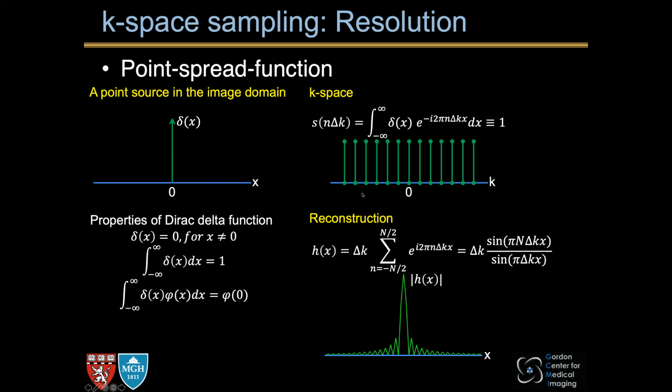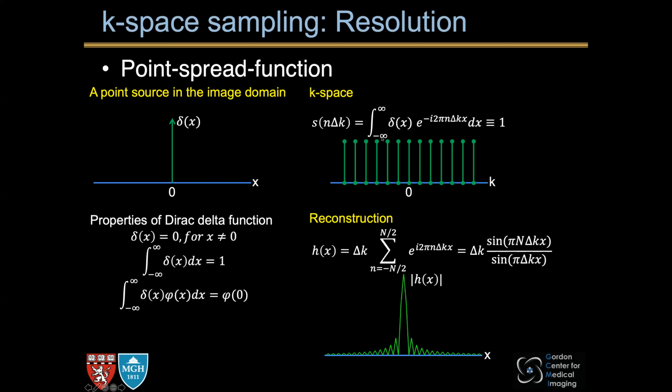Okay, so the mathematical tool we use is the so-called point spread function. Let's consider a point source in the image domain. The point source is mathematically defined as a Dirac delta function. So it is 0 unless x equals 0, the integral of this function is 1, and it has some other mathematical properties. The most important property in the context of MR is that if we perform a Fourier transform on the point source, the resultant k-space signal is constant. It is 1 all over the k-space.